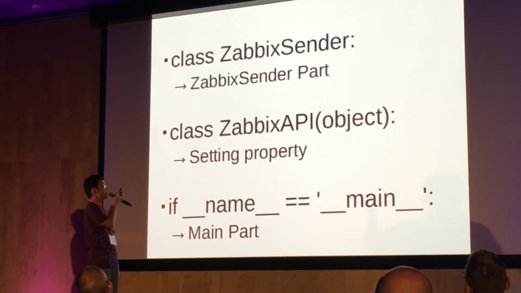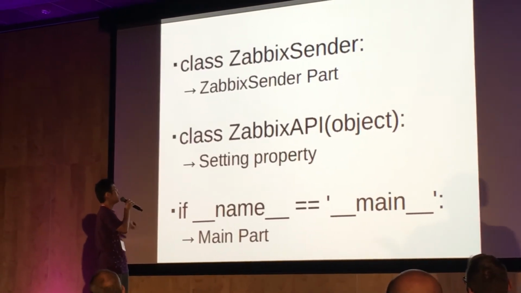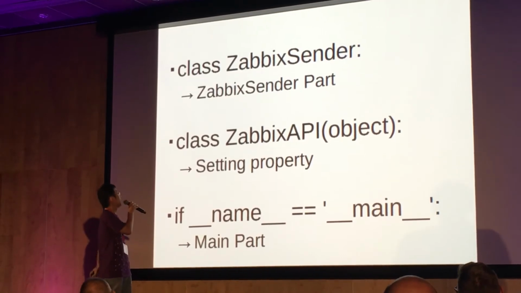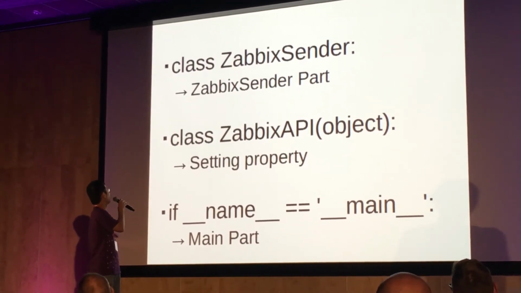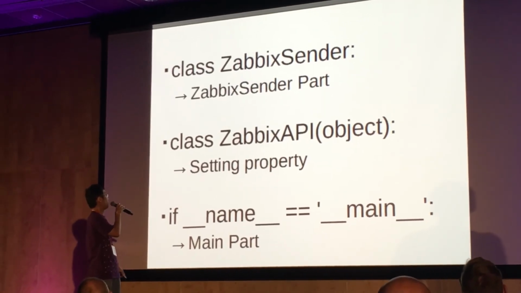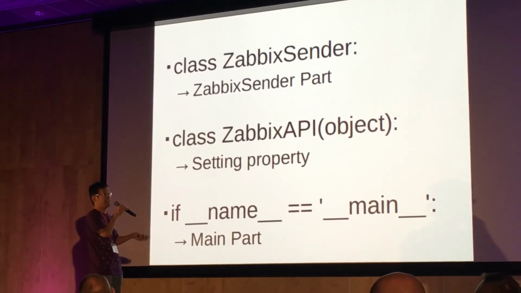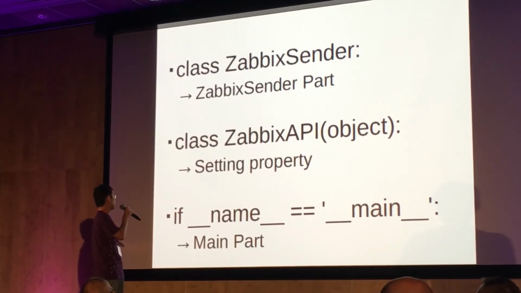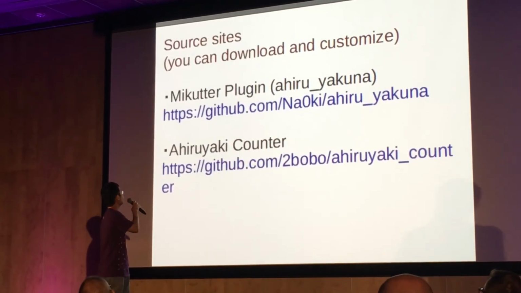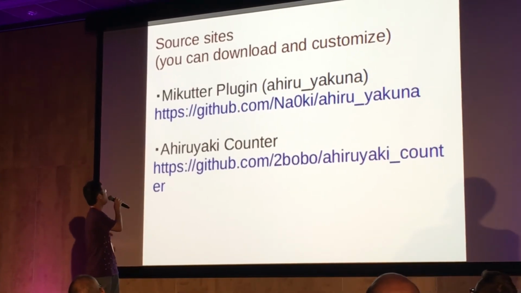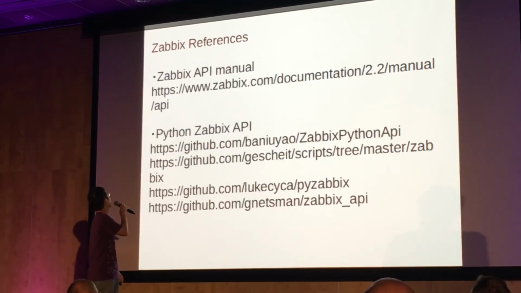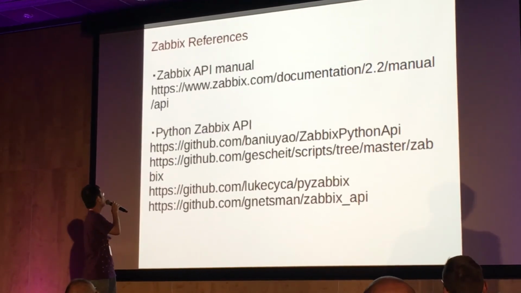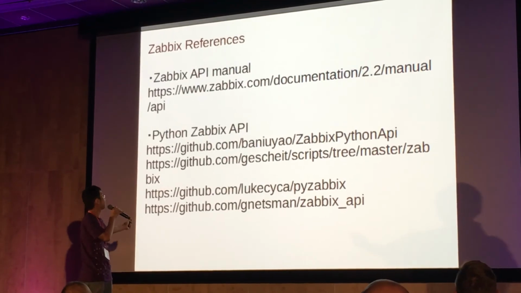The 3 parts of the sources are much longer, so this is the overview. The class is the Zabbix standard, with the API class, saving property and saving graph like this, and the main part. So on the source side you can download and customize. You could apply the Hiruyakuna counter like this. And the Zabbix references are the API manual and Zabbix API like that, okay?